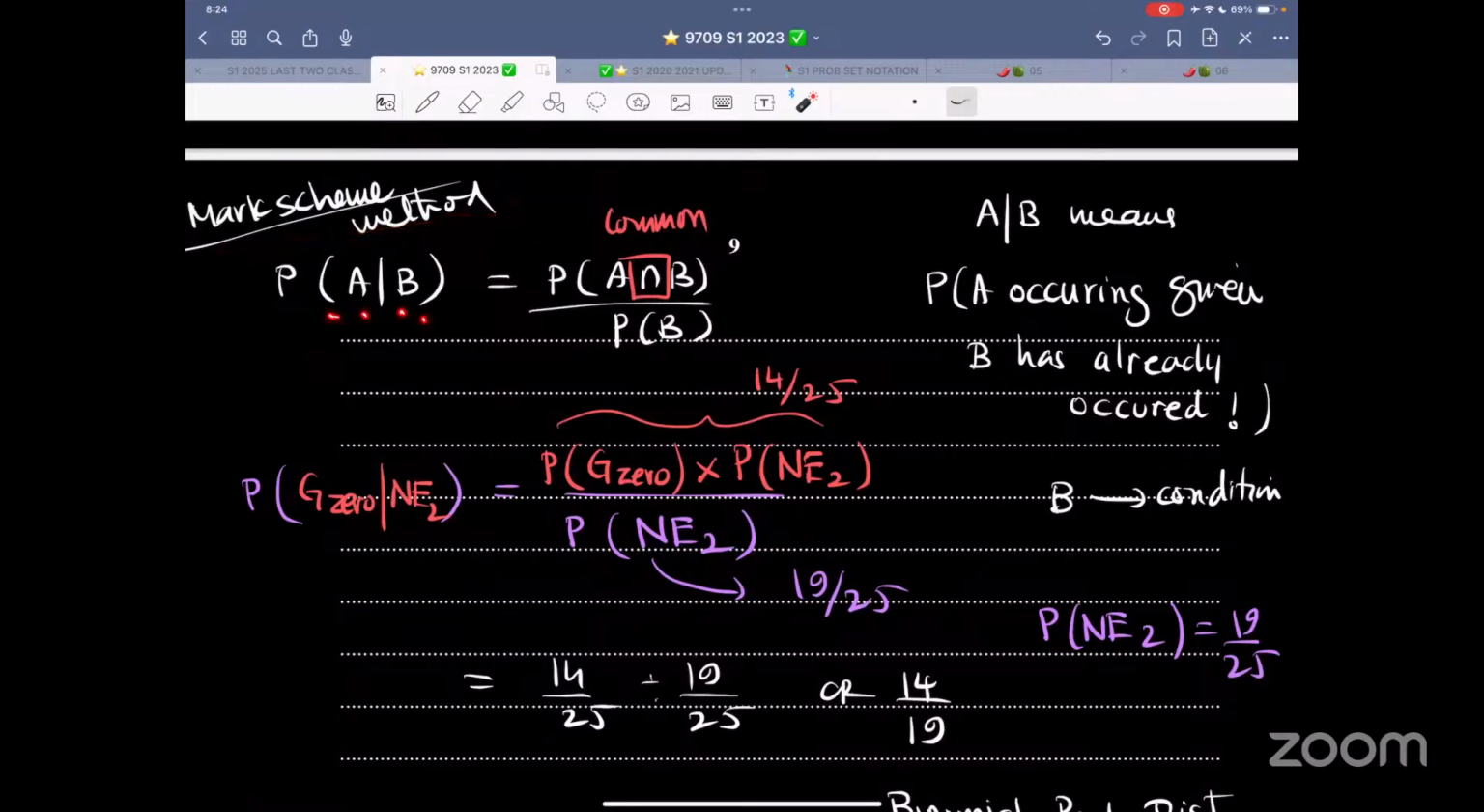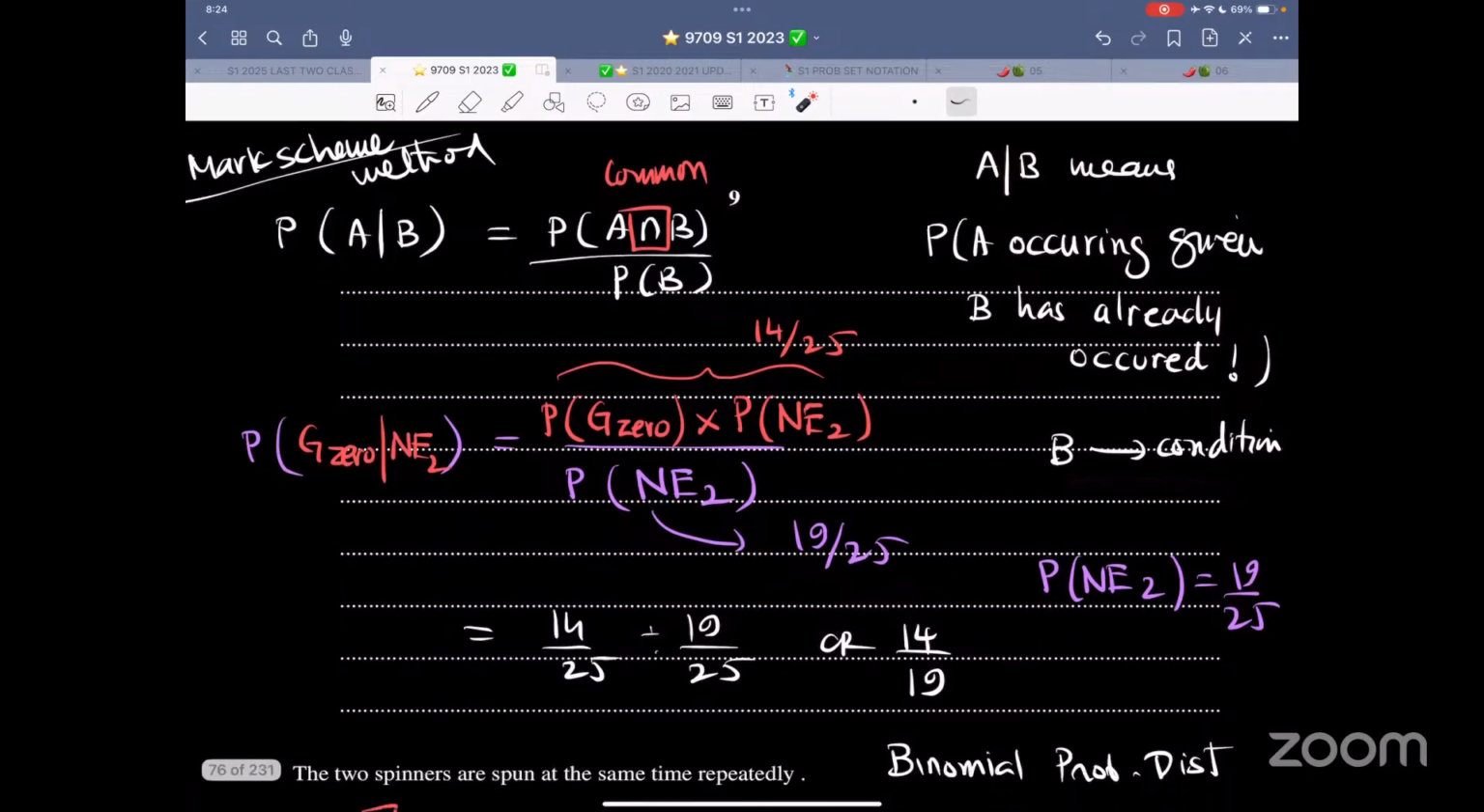Probability A slash B. Of course, we should be aware of this formula. That is probability of A intersection B divided by probability of B. What does this mean? A slash B means probability of A occurring given B has already occurred. So this is given and this is B. B has already occurred. B is the condition.